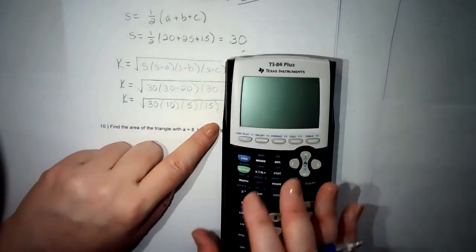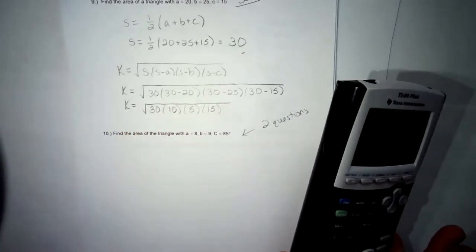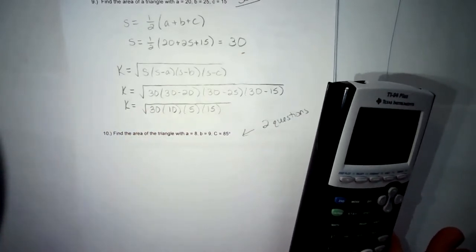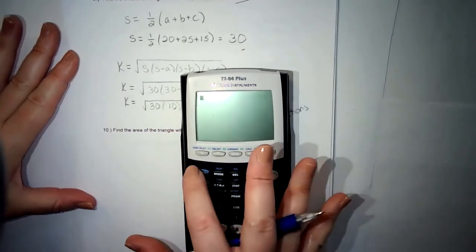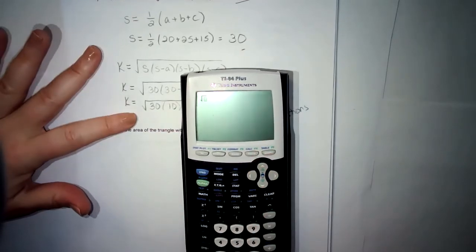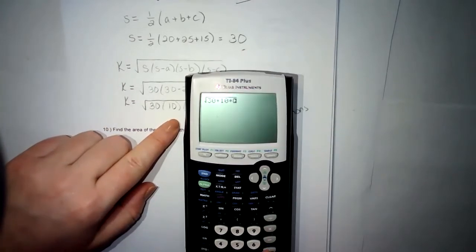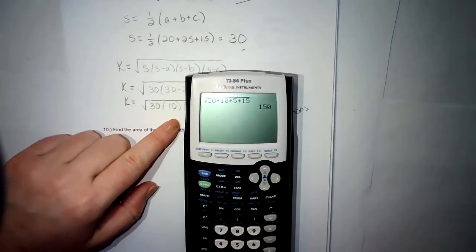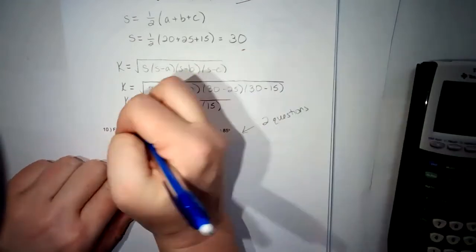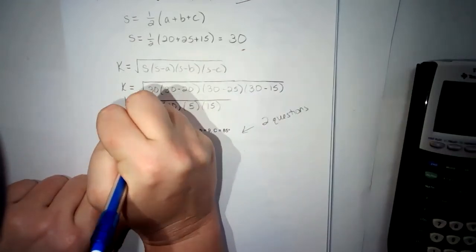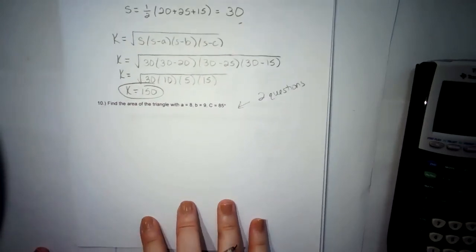Okay. All right, so you can do what's under the radical first and hit enter, and then take the square root of that answer if you're more comfortable doing that. Or you can just say, nope, go for it and do a gigantic square root with 30 times 10 times 5 times 15. And I got a 150. And that's my area. Okay. Sound good?